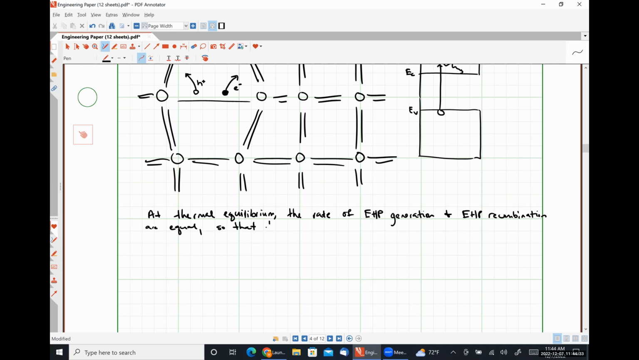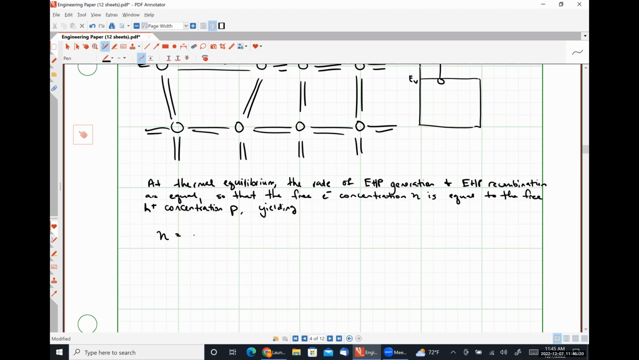so that the free electron concentration N is equal to the free hole concentration P, which gives us N, the electron concentration, is equal to P, the hole concentration, is equal to Ni, which is the intrinsic carrier concentration. Okay. So let's write those things down real quick.